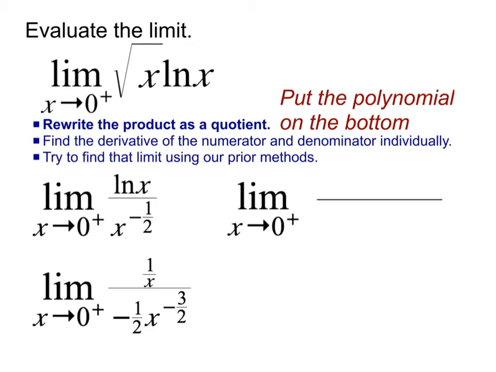Well, what if they're both polynomials? Well, first of all, if they're both polynomials, you probably don't need to use L'Hopital's rule. But let's say there was some way, well, then you could pick your choice. You could choose either one to put into the bottom there.